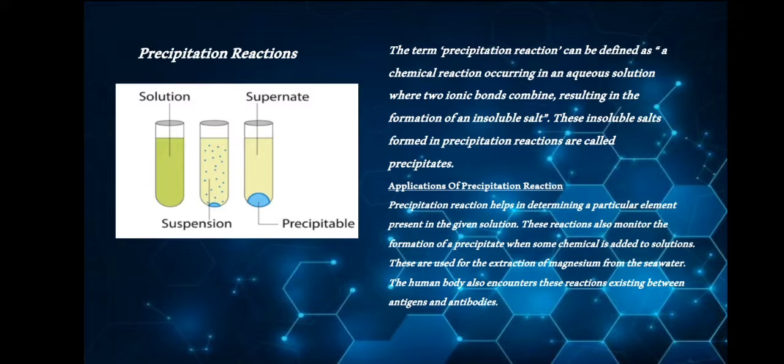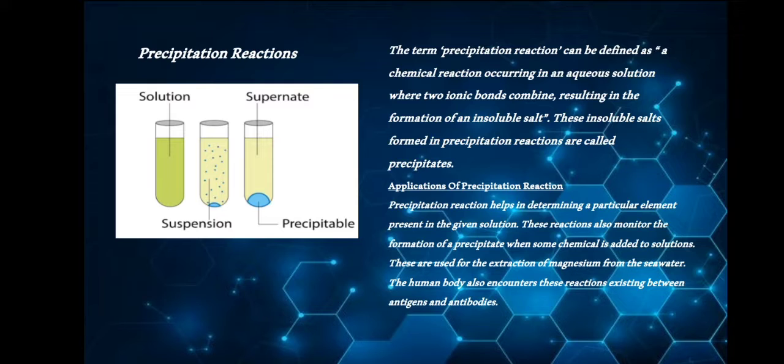Precipitation reactions. The term precipitation reaction can be defined as a chemical reaction occurring in an aqueous solution where two ionic bonds combine, resulting in the formation of an insoluble salt. These insoluble salts formed in precipitation reactions are called precipitates. As we can see in the illustration, precipitation is the process of transforming a dissolved substance into an insoluble solid. The solid form is now what we call the precipitate.